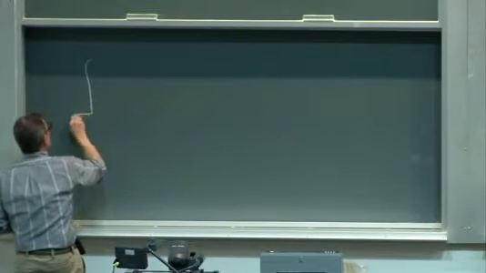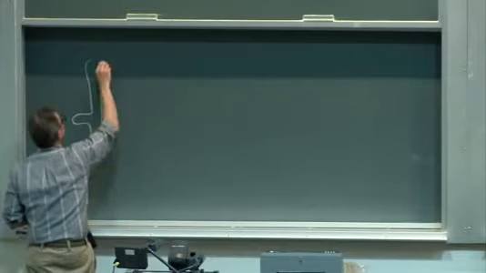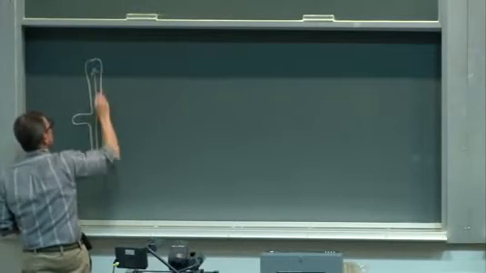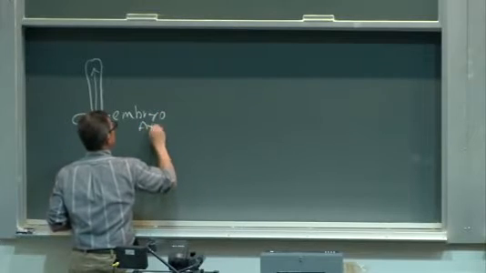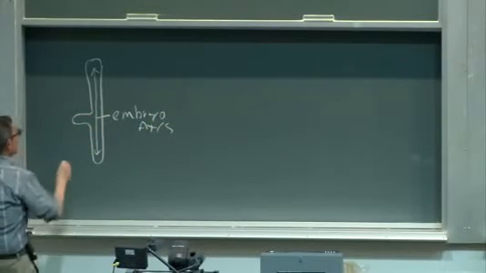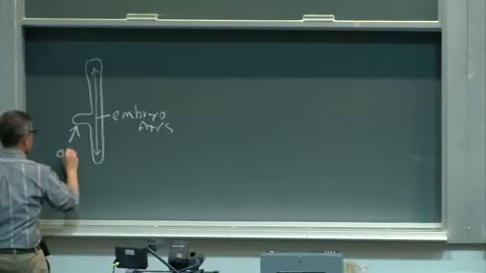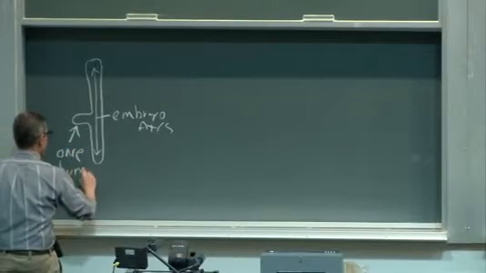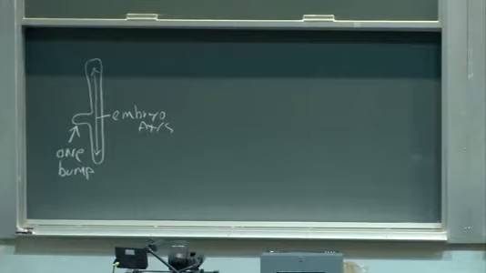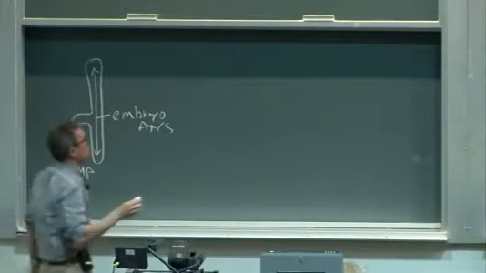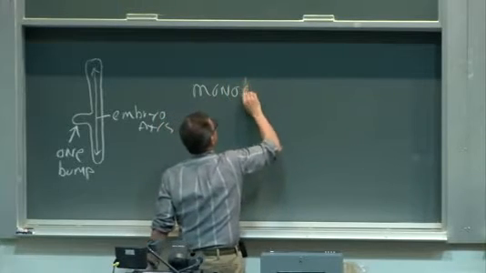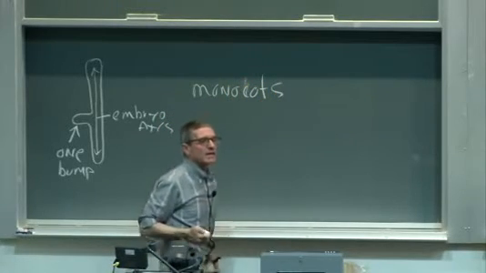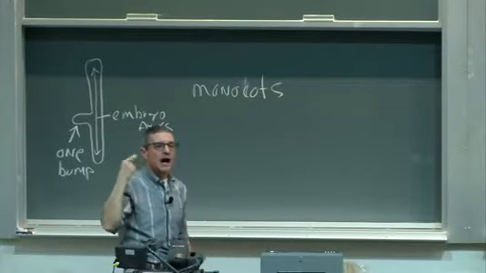The second division also has an embryo axis, just like we saw before. So here's the axis. The embryo axis. But it has only one bump. And it's often on the side, as we'll see in a moment. And these are known as monocots, or monocotyledonous plants, because they have one cotyledon, a monocot.